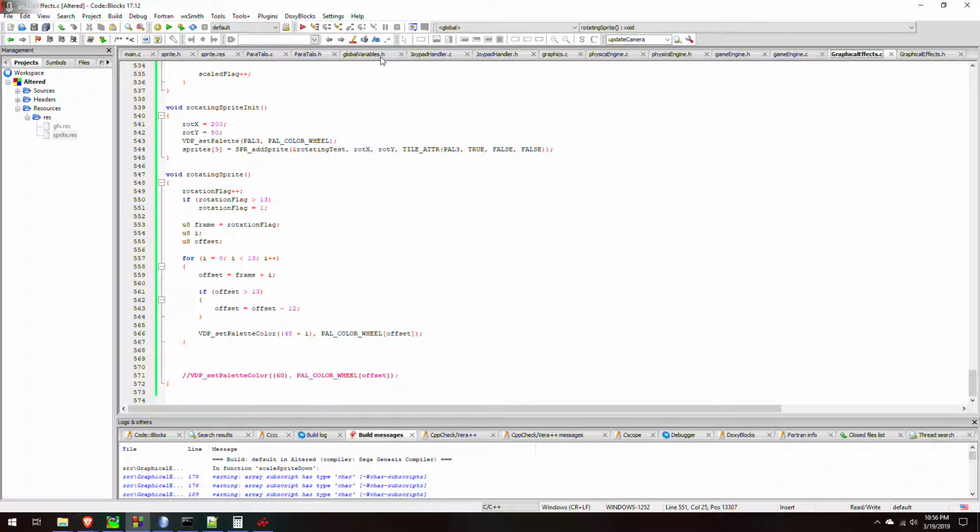The Genesis does not have these application-specific chips in it, so the only way that you can achieve such effects is through software. Right here you see my game engine. This is for a game that I'm making, and I decided to put the graphical effects inside of the engine.